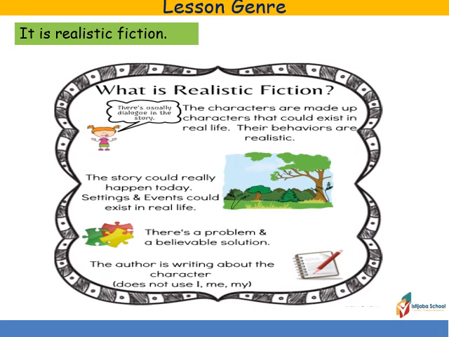Now, let's read and learn more about realistic fiction. The characters are made-up characters that could exist in real life. Their behaviors are realistic. Who are the characters in Fishing for Dinner? Abby and her grandma, right? So these characters are made-up characters that could exist in real life. The story could really happen today. Settings and events could exist in real life.